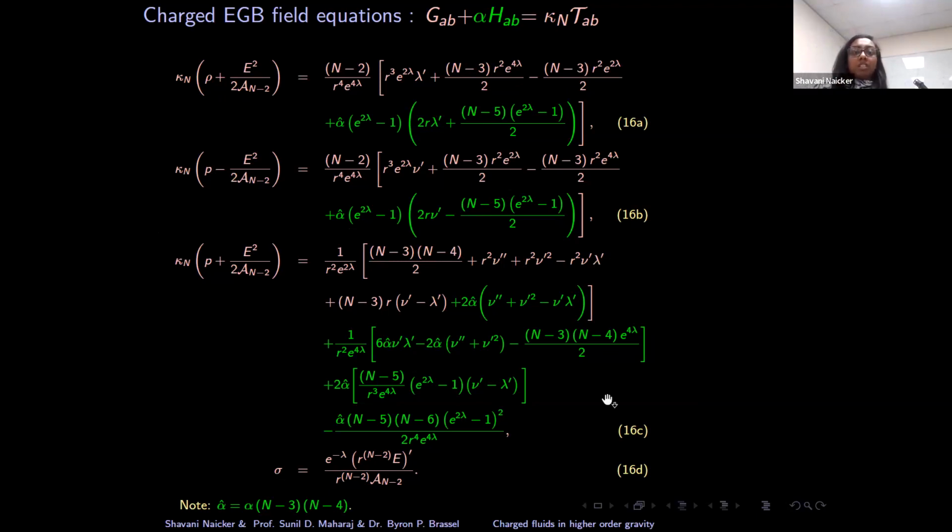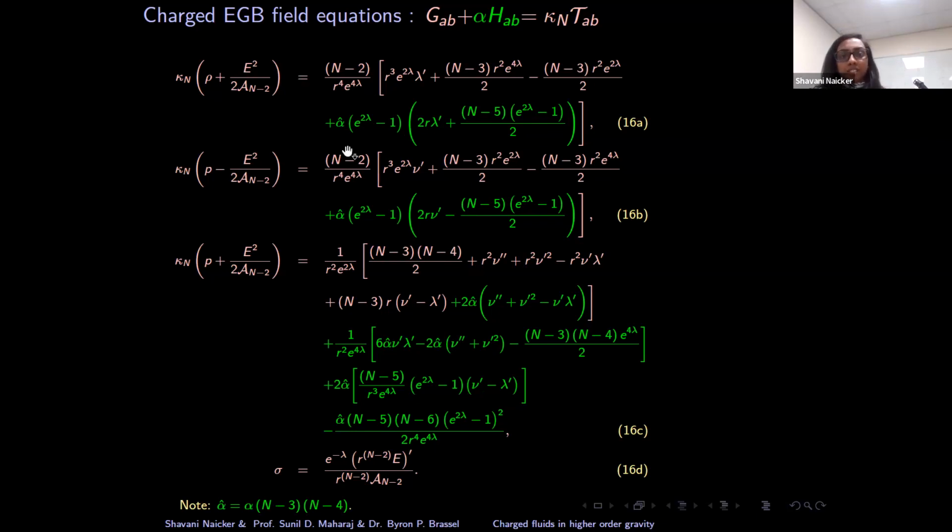What we can also see is that several terms here appear in green. These terms represent the Gauss-Bonnet contributions, or the higher order curvature contributions. So if alpha hat is 0 and consequently alpha is 0, we obtain the general relativity limit, or the Einstein-Maxwell field equations in n dimensions.